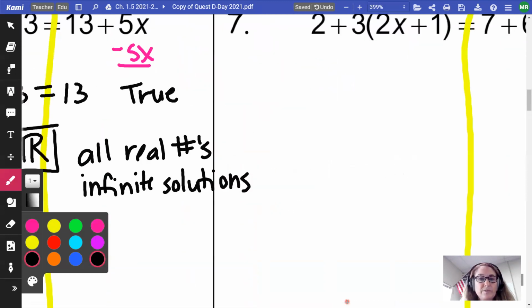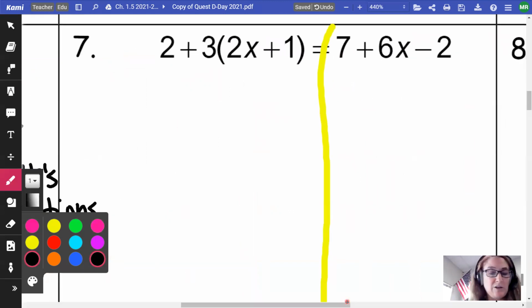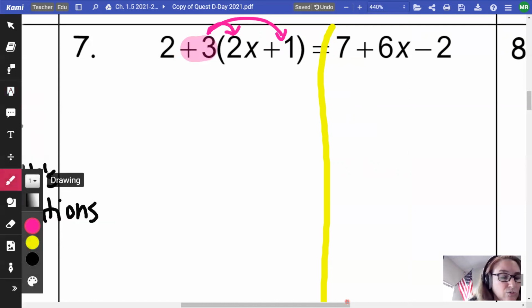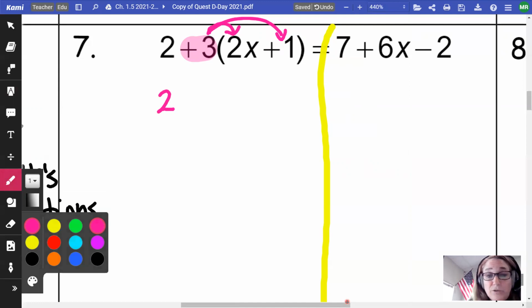Okay, on number 7, I have a lot of things I need to deal with. First thing I need to deal with is this positive 3, which is going to distribute to both of these. Let me just emphasize that this is a positive 3. So when I do that, I am going to end up with 2. Don't add the 2 plus 3 and get a 5. That's a no, no. So I have 2, and now 3 times 2x is 6x. Positive 3 times a positive 1 is a positive 3. So I'm going to go plus 3 equal.